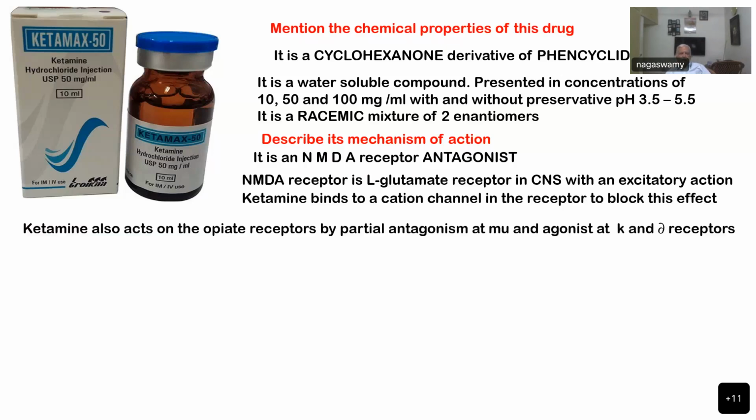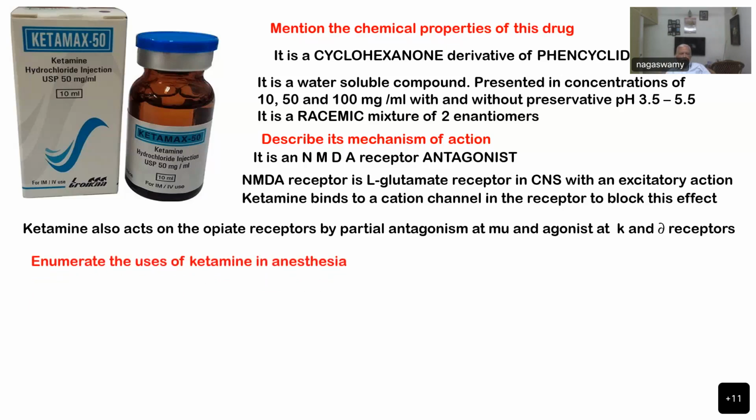Ketamine also acts on the opiate receptors by partial antagonism at mu and agonist action at kappa and delta receptors. That is how the analgesic component comes. It is not just by NMDA antagonism. It is also a partial antagonist at mu, but an agonist at kappa and delta receptors of the opiate receptors. So that is how the analgesic property comes for this.